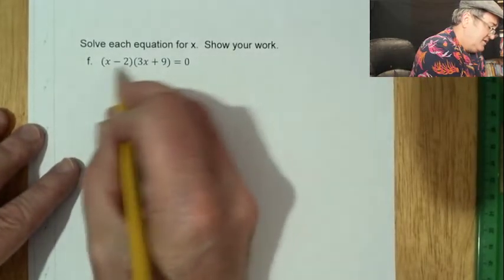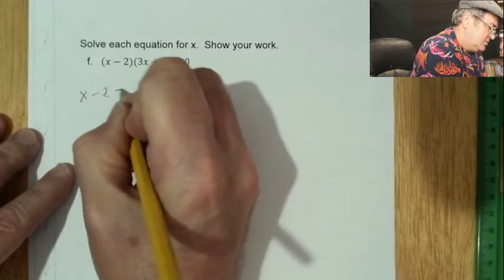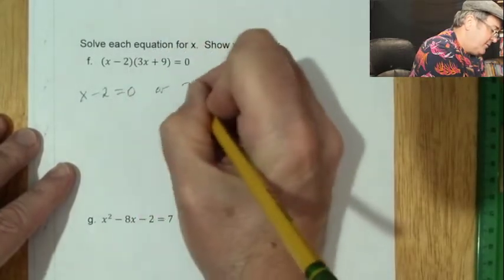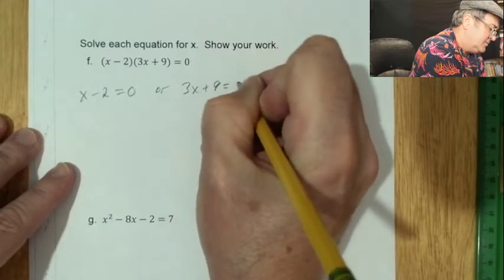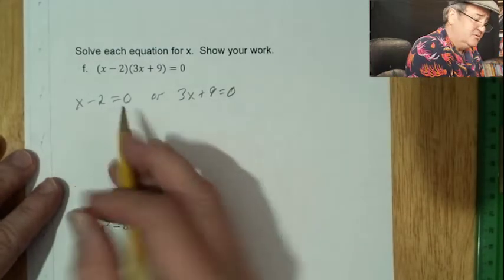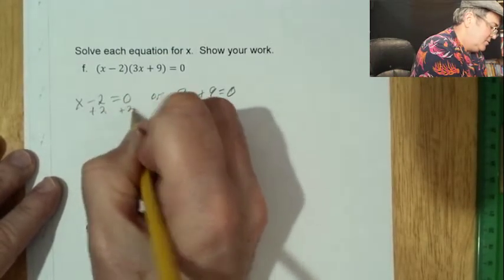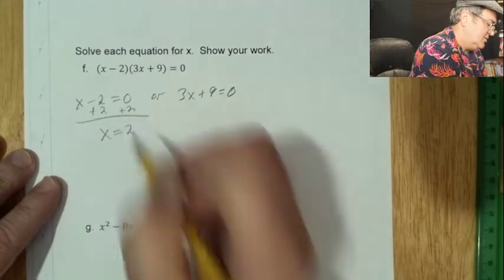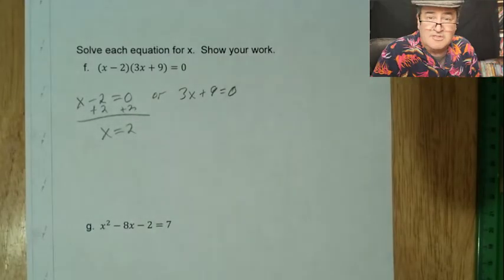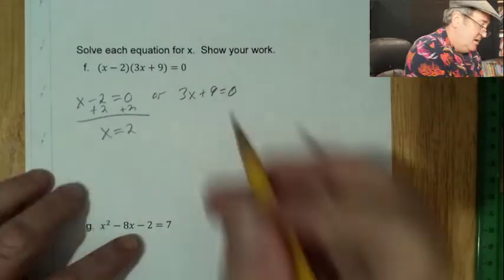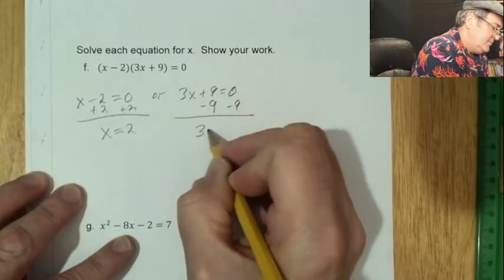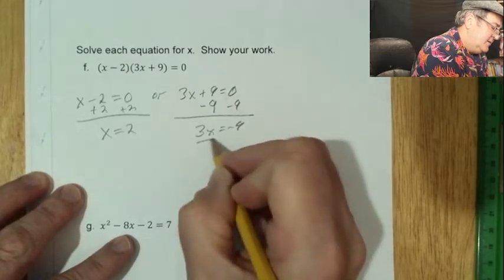Great. So either this first factor, x minus 2, should be 0, or 3x plus 9 equals 0. If either of those factors are 0, that's a true statement. So what x would make this true? Add 2, x equals 2. There's one of our solutions, 2. What would make this equal to 0? All right, subtract 9, 3x equals negative 9. Divide by 3.